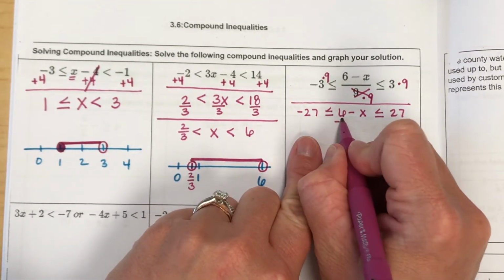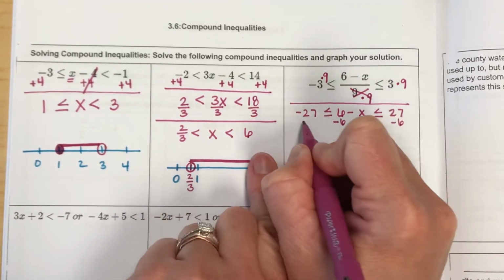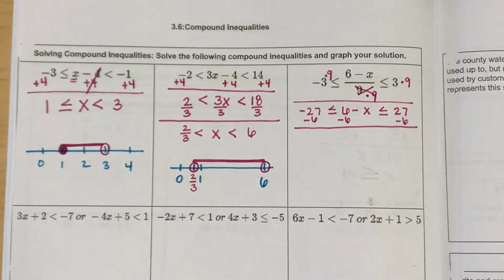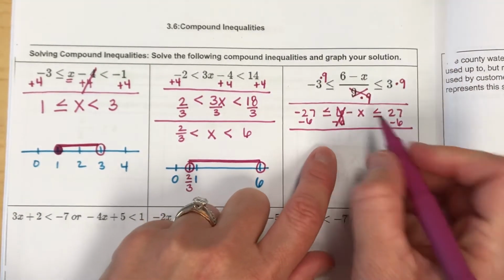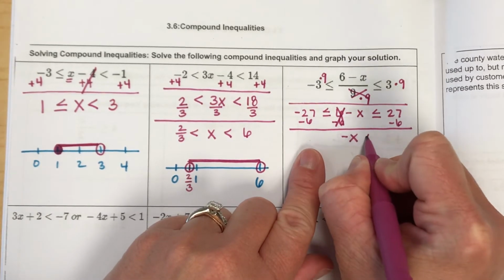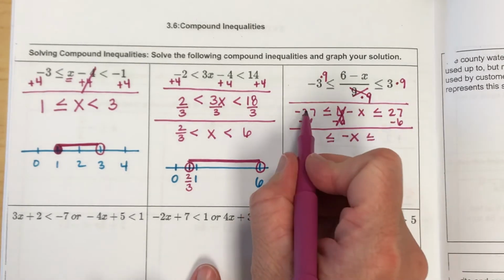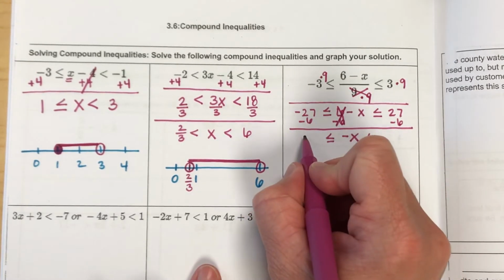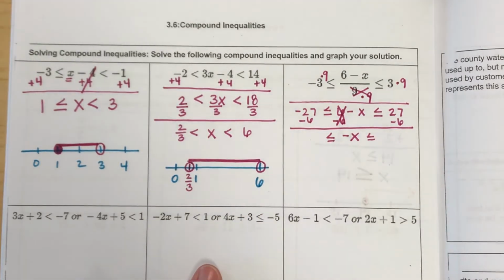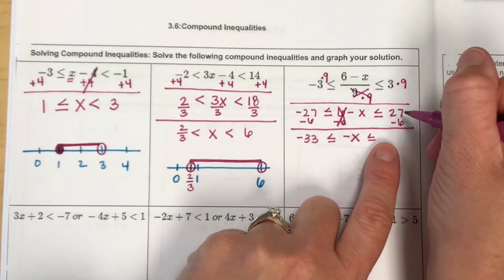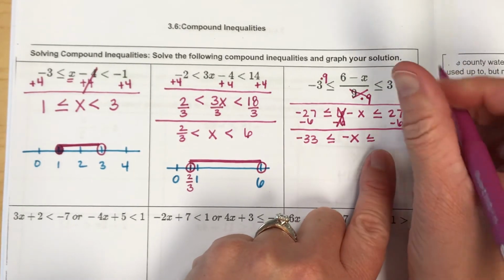That's positive. Now if I want to solve for my x, I need to isolate it. So I'm going to subtract 6 from each side, both of those inequalities. Now my x will be isolated in the middle. It is negative, but that's okay. We can fix that. I'm just copying down my signs. Negative 27 minus 6 more is negative 33, and 27 minus 6 is 21.